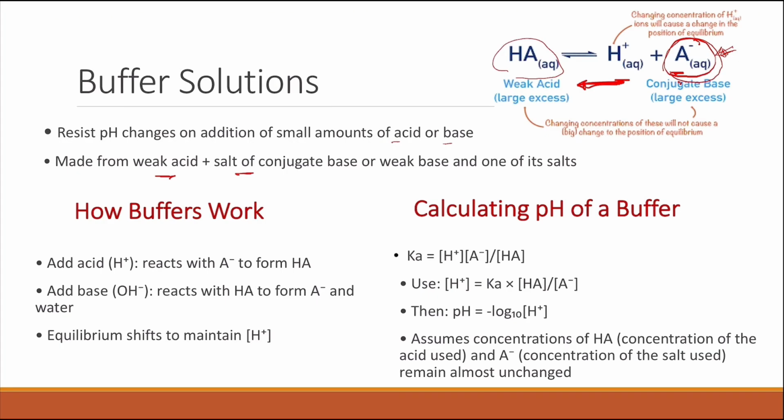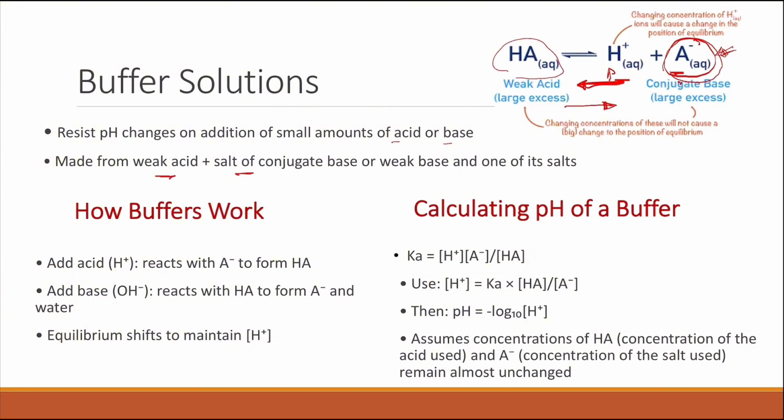And that will resist the change in the hydrogen ion concentration, basically. And if you add some base, the base will then react with the acid, and that will shift the equilibrium to the right to produce more of the acid. So you will get more of the acid to balance the pH again. So this is how it works and how it resists changes in the hydrogen ion concentration, or in the pH.